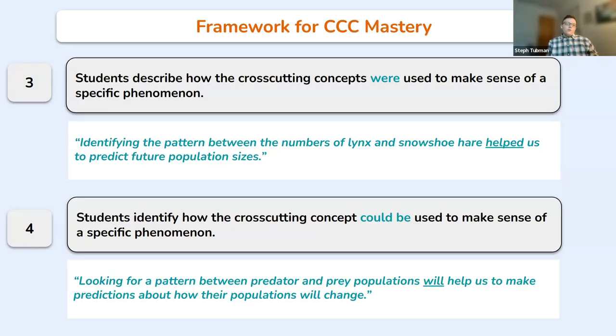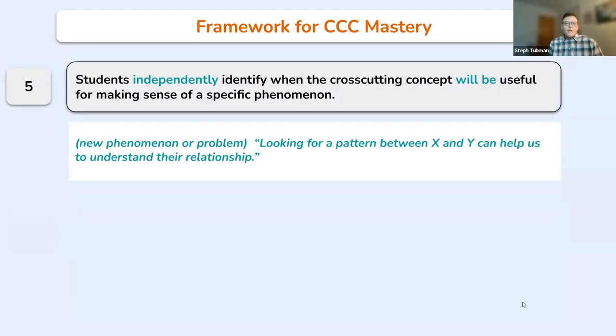So they're building on these previous 2 stages where they've been using the CCC, building up into more and more explicit levels of use and more independent levels of use. And then in the final stage, that's where we do want to build students to be very independent and being able to identify when a cross-cutting concept will actually be useful.